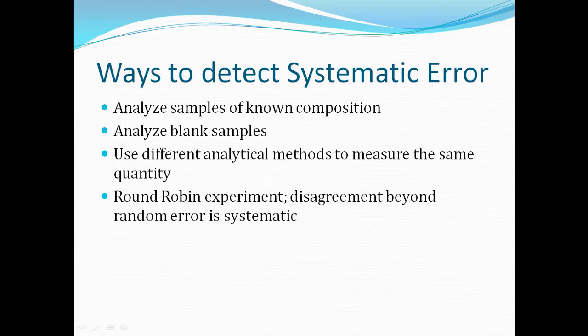Finally, you can use a round-robin experiment, which basically means to analyze identical samples in different laboratories by different people using the same or different methods. The results should be the same anywhere you do the experiment if you follow the experiment exactly the same way that you did it.